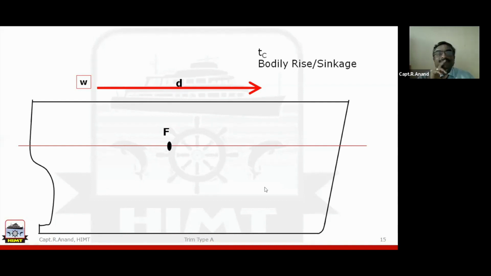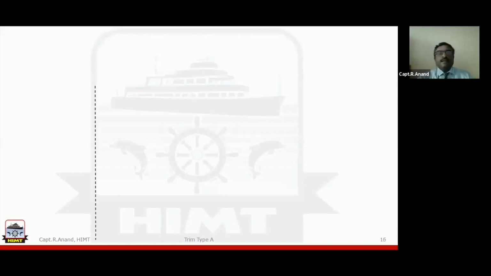The reason is whatever weight was already there, I am just shifting it. So your net underwater volume will not change. There may be a change in forward and aft drafts. The net underwater volume doesn't change because I have not physically added or removed any weight. Is that part clear? Yes, sir. So here, what is going to happen? Will there be any trim change? Yes, trim. Will there be any bodily sinkage or rise? No, sir. Good. Let's come to the third case.